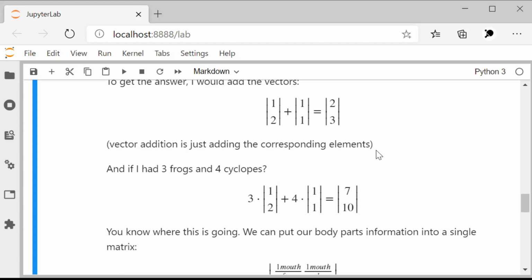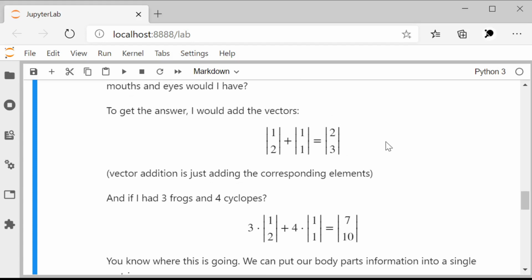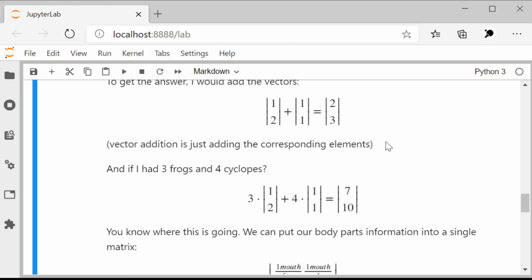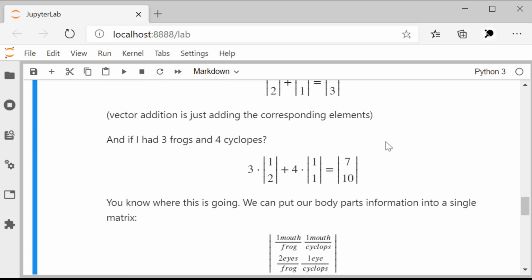The only difficult one is the multiplication one. I suggest that you go and search up matrix multiplication and figure out the rules for doing that. Okay, so if I had 3 frogs and 4 cyclopes, how many mouths and eyes would I have? Well, that gets complicated, but in our case, all we gotta do is multiply 3 by the frog vector, plus 4 times the Cyclops. And I would get 7 mouths and 10 eyes, just like that. Okay?